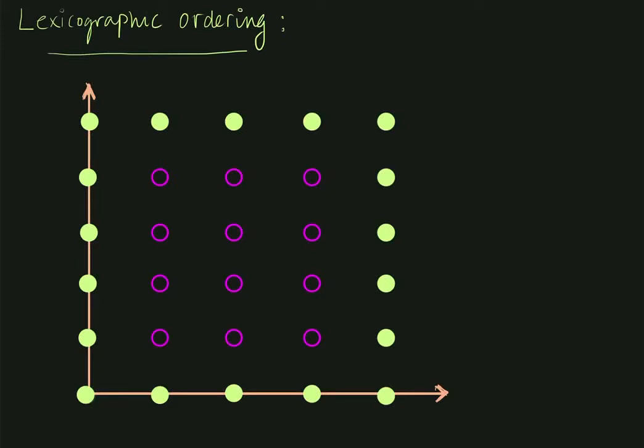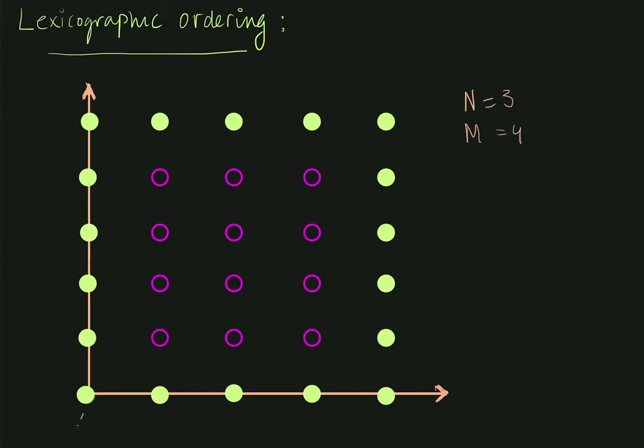Let us try to understand lexicographic ordering. The easiest way we can understand lexicographic ordering is by looking at an example. So here you can see I've drawn yet another grid. In this grid we have n equal to 3 because 1, 2, 3, and m is equal to 4 because, well, 1, 2, 3, 4.